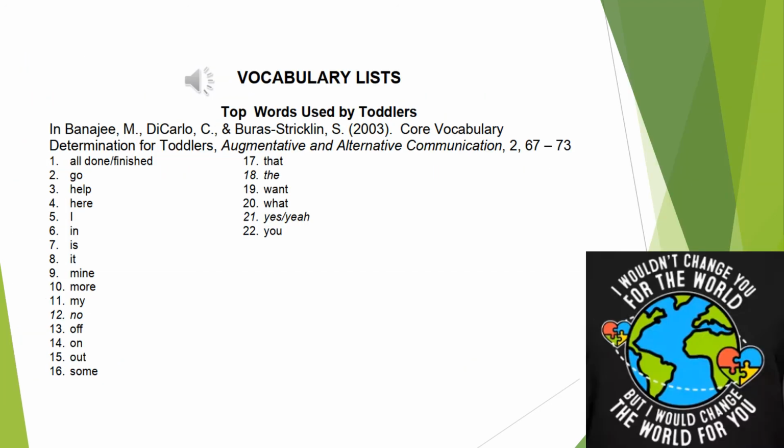At risk of being repetitive, I am really going to prove my point here about core vocabulary. So that researcher Banerjee and their constituents came up with various vocabulary lists. So this is one of their lists, and here are the 22 core words that they pulled out of their list regarding toddlers and their communication development.